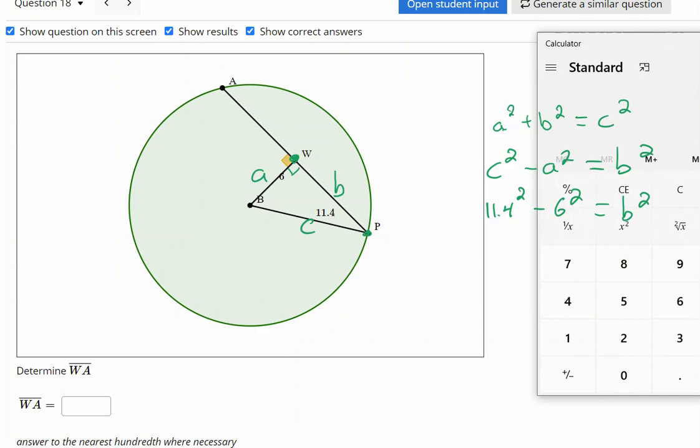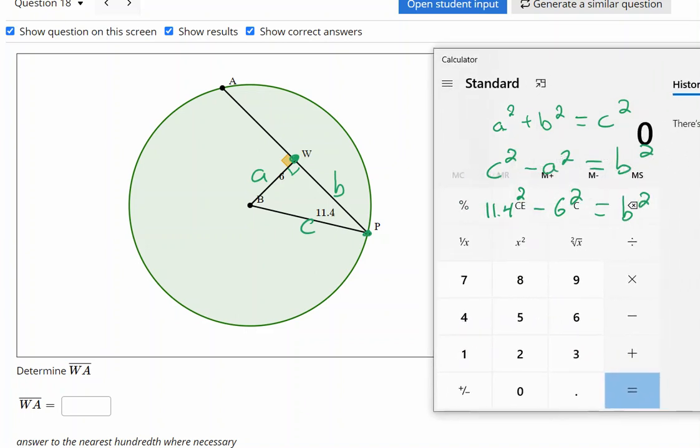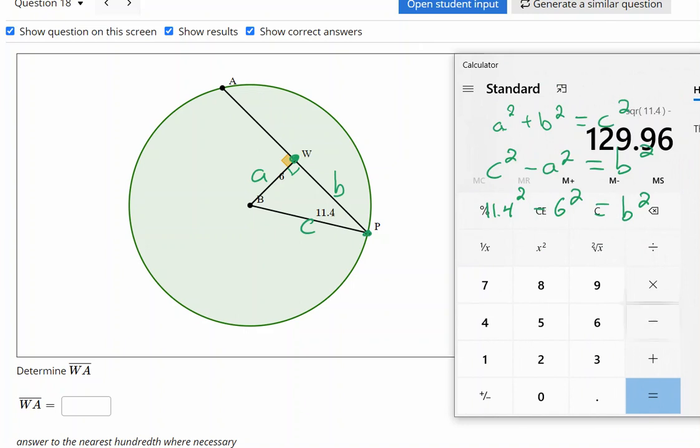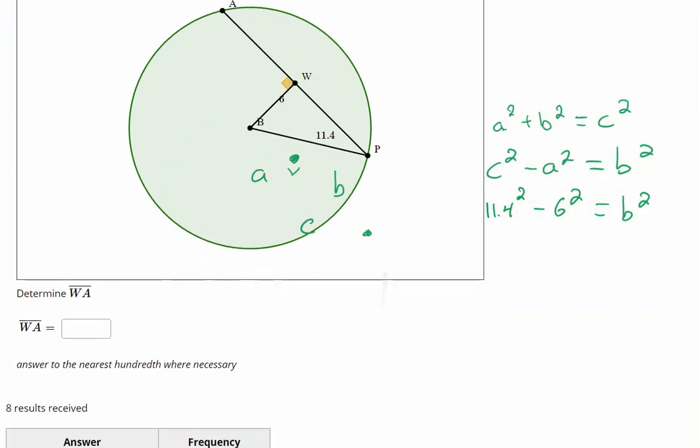Let's keep going. But it wants the full length. No, it's only double. It's only W to A. Okay, let me keep going. Okay, so we've got... Yeah, but it wants the full length. 11.4 squared. Okay, 11.4 squared minus 6 squared equals, right? So that's too long, so then we're going to do the square root of that. So then square root. So 9 point, yeah, so it looks like my answer is wrong.